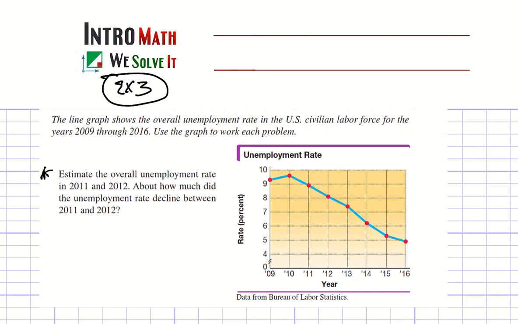Estimate the overall unemployment rate in 2011 and 2012. Alright? About how much did the unemployment rate decline between 2011 and 2012? See, they concentrate on those 2 years, okay? 2011 and 2012, right here. So they want you to concentrate. You see right here, 2011. By the way, this is unemployment rate. This is year here. That's how you draw this kind of graph.